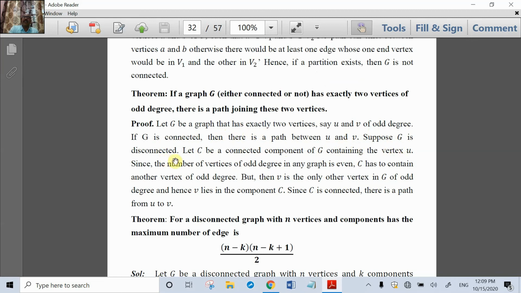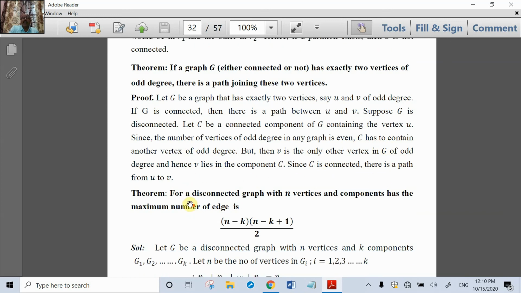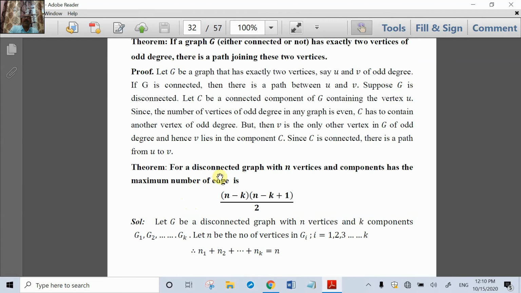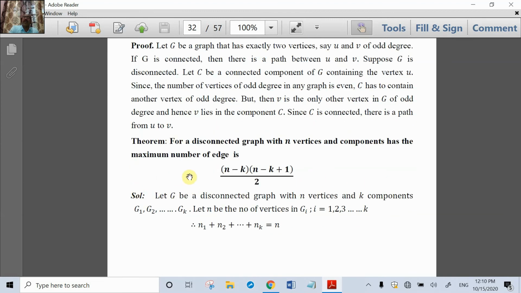Suppose G is disconnected. Let C be a connected component of G containing U. Since the number of vertices of odd degree in any graph is even, C has to contain another vertex of odd degree, but V is the only other vertex of G of odd degree, hence V lies in the component C. Since C is connected, there is a path from U to V. That is the theorem.